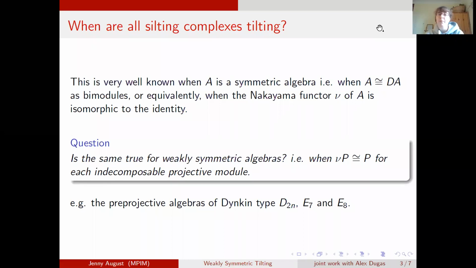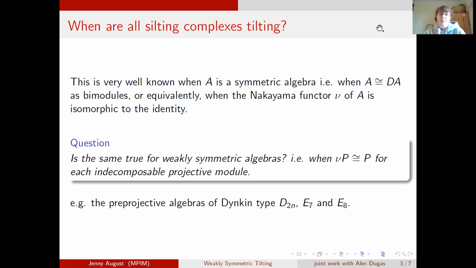These are just a mild generalization, where instead of asking that this functor is isomorphic to the identity, you just ask that when you apply it to a projective module, you get back an isomorphic projective module. So symmetric clearly implies weakly symmetric, but there are algebras that are weakly symmetric but not symmetric. For example, Brenner, Butler, and King show the preprojective algebras of Dynkin type D_2n, E7, and E8 are weakly symmetric but not symmetric, at least not unless the characteristic is 2. So this is our question. Over a weakly symmetric algebra, are all silting complexes tilting?